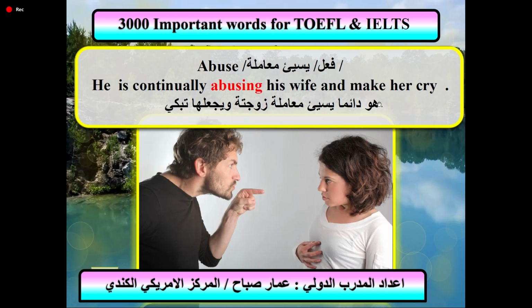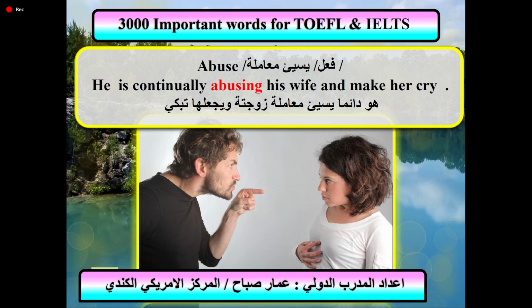Here we have abuse. It means to misbehave toward someone. When you mistreat a person, we call it abuse. The teacher always abuses his students. The husband always abuses his wife. So abuse means mistreat. Clear?